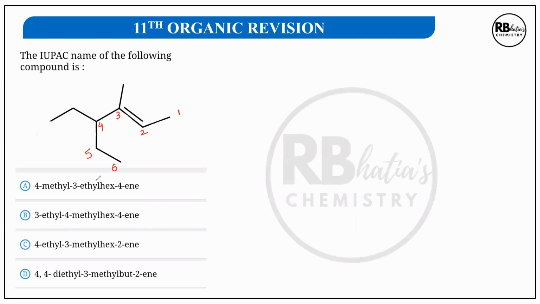So the name becomes: 4th position has ethyl, 3rd position has methyl, and it's hex-2-ene, which means 4-ethyl, since E alphabetically comes first, then comes 3-methyl. So this is to be written as 4-ethyl-3-methylhex-2-ene. So the right answer is going to be C part.